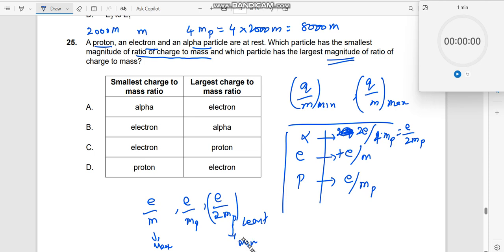So which is the correct option here? Minimum will be for alpha. A is the right option, right? So the 25th one we have done. Okay, next one.